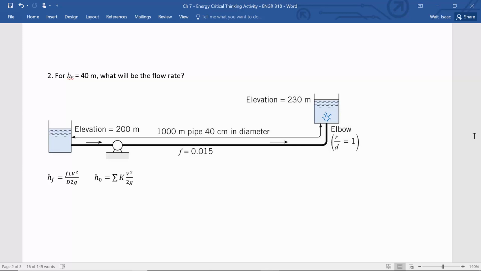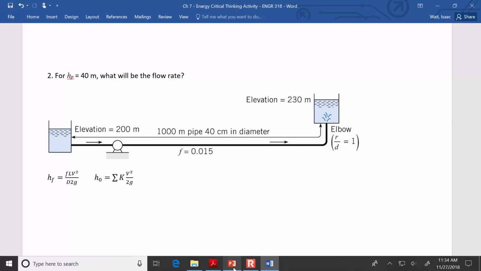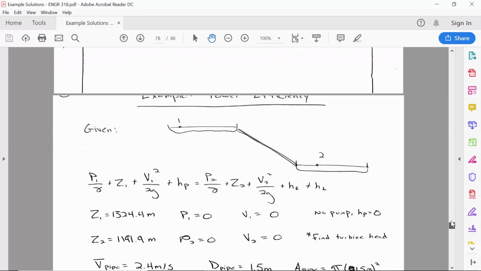Remember, there are 3 places where there are local losses: a local loss at the entrance, a local loss at this bend, and a local loss at the exit of the pipe. You add up those 3 Ks, and it'll be multiplied by the unknown velocity. Then you substitute in all the factors that are known for the pipe, the friction factor, the length, and the diameter. Put all of that into the h sub f equation, and substitute that information to solve for the unknown V. Remember, here's the energy equation up here.